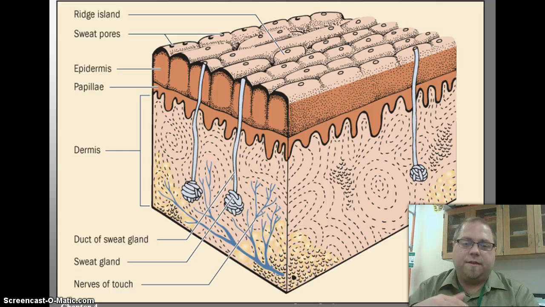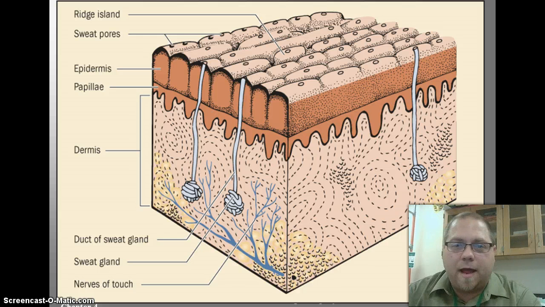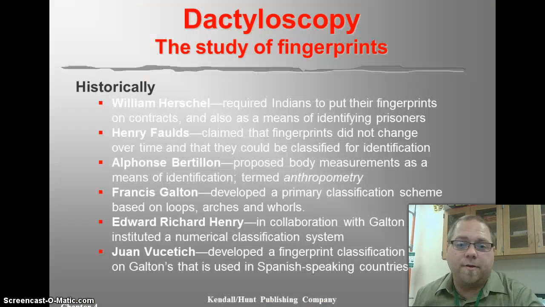Then you have the dermis underneath that. You've got your sweat glands and nerves and all that stuff. And so what I really want you to take away from that is the dermal papillae. That's actually where the fingerprints come from, and then they push up through the epidermis.